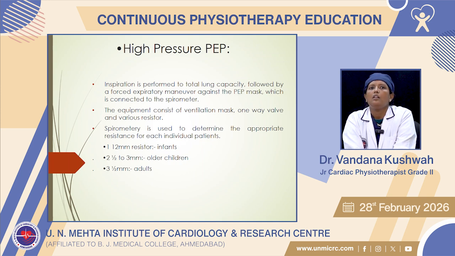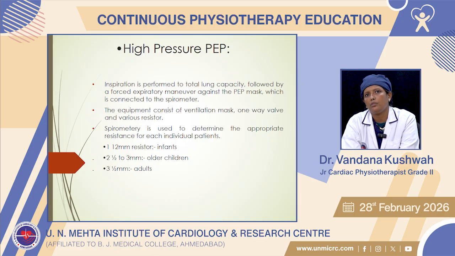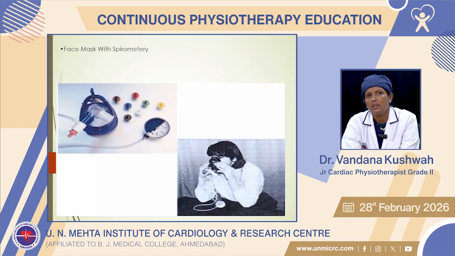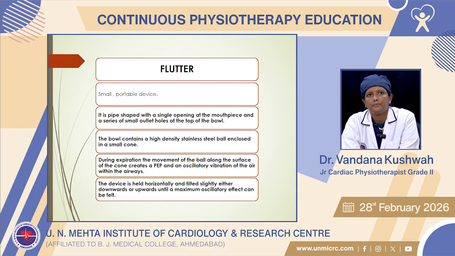In high pressure PEP, inspiration is performed to the total lung capacity, followed by a forced expiratory maneuver against the PEP mask, which is connected to the spirometer. The equipment consists of a ventilator mask, one-way valve and various resistors. Spirometry is used to determine the appropriate resistance for each individual patient. First is a 1.2 mm resistor for infants, 2.5 to 3 mm for older children and 3.5 mm for adults. These are pictures of the face mask with spirometry.